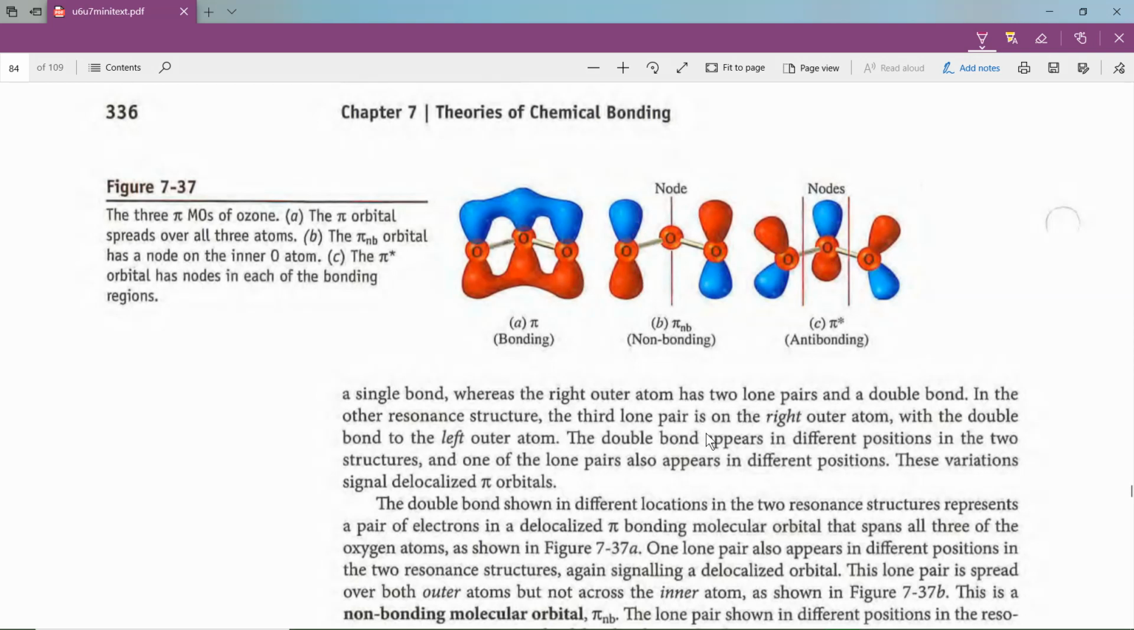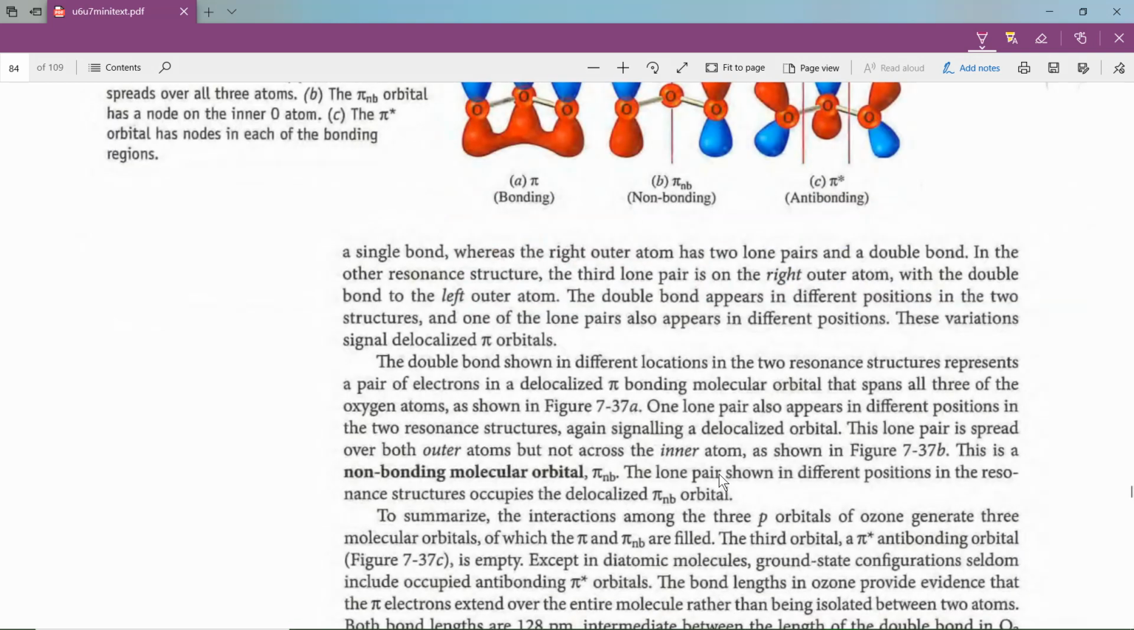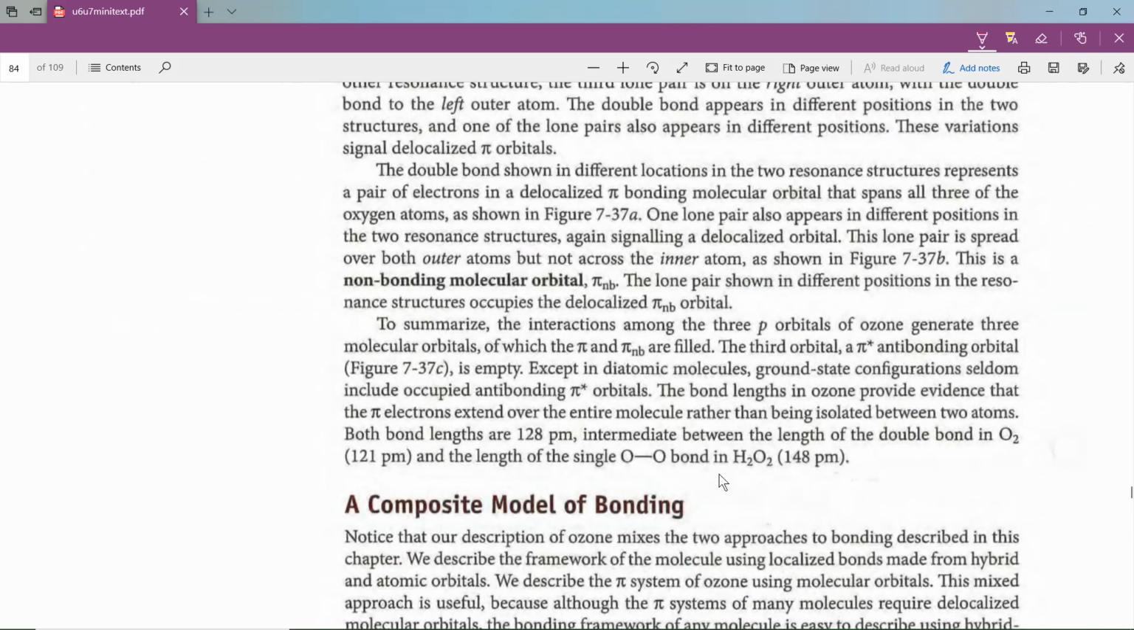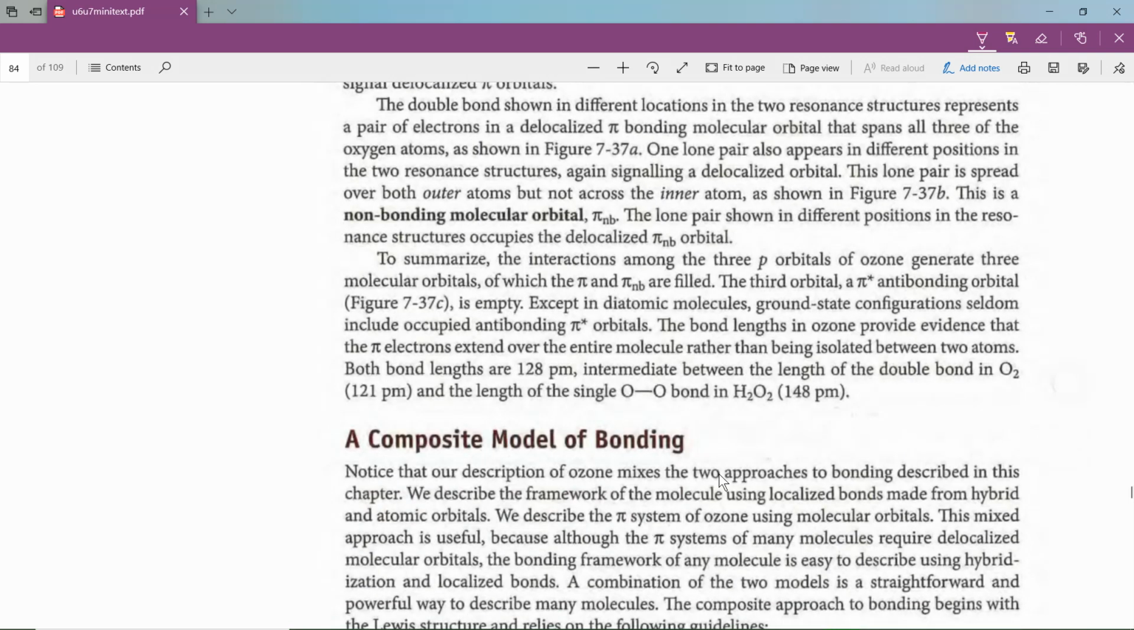And so in the other resonance structure, the third lone pair is on the right outer atom, while the double bond is to the left outer atom. The double bond appears in different positions in the two structures. And one of the lone pairs also appears in different positions. So if you look at that closely, you can see that. And we're going to just, again, we don't get into all the discussion here, except to say there is a third orbital called a non-bonding orbital, where the lone pair is in a different position of the resonance structures.